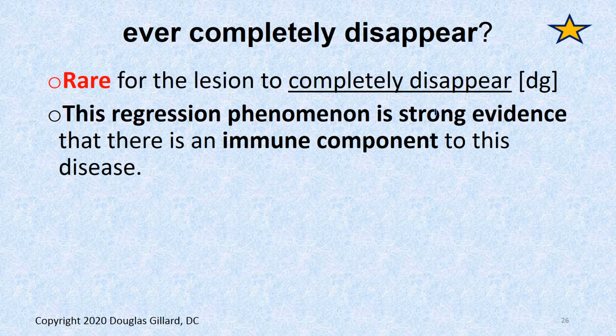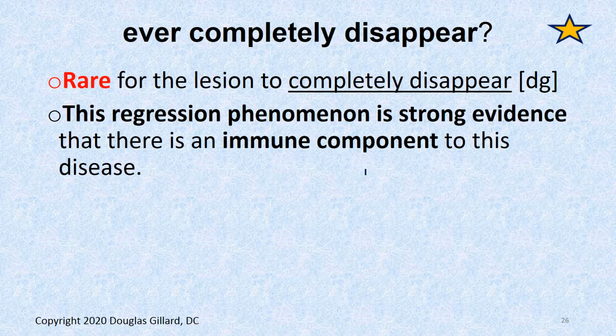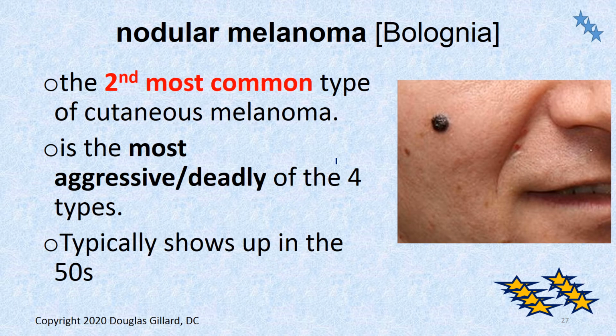Will it ever completely disappear? It's incredibly rare for it to completely disappear. There's always an exception to every rule, but it usually doesn't. Because the tumors do get patchy looking, it is regressing here, it's not regressing here, but because it does have areas of regression, it's an argument that there might be some immunologic component to this as well. I'm not going to go down that rabbit hole, though.